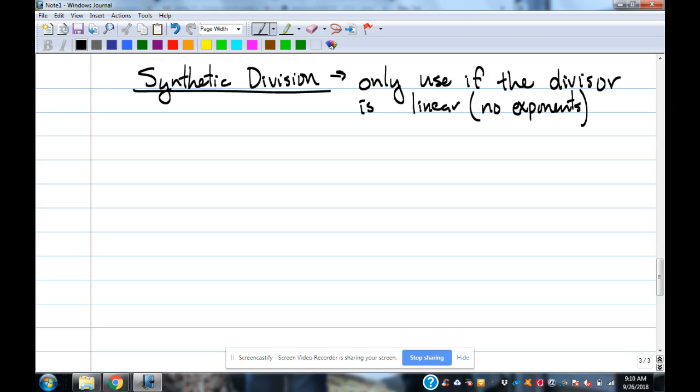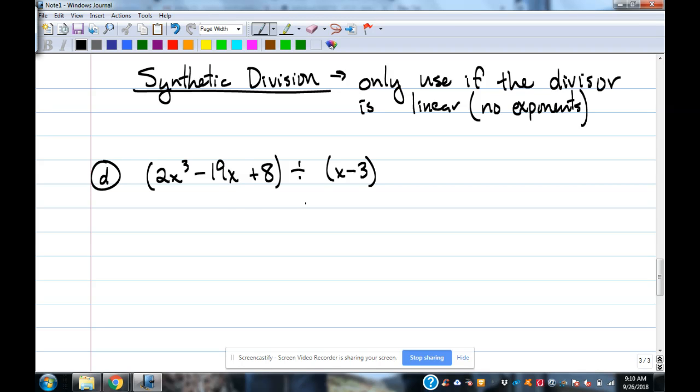All right, so let's take this one, for example. 2x cubed minus 19x plus 8 divided by x minus 3. And we're going to do that with synthetic. And the reason I can do it with synthetic is because I have a linear divisor. What I'm dividing by does not have exponents on the x bigger than 1.